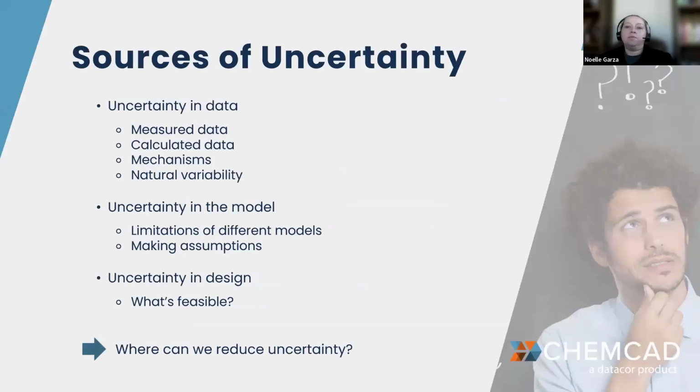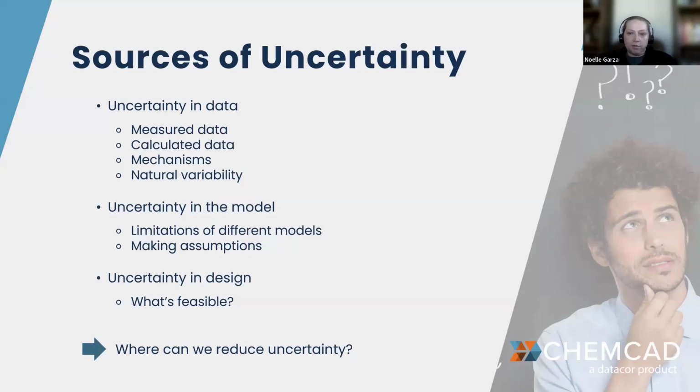And so the first thing to consider is our input to ChemCAD. The input data, it could have measurement errors, or maybe we're making assumptions about the experimental or field data. It could be that this data that we're putting in ChemCAD is calculated and not actually measured in the field, a calculated value. It could be the mechanisms like reactions taking place and what is driving the reactions. Are there side reactions, things like that.